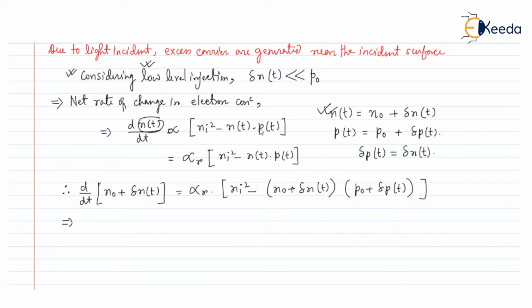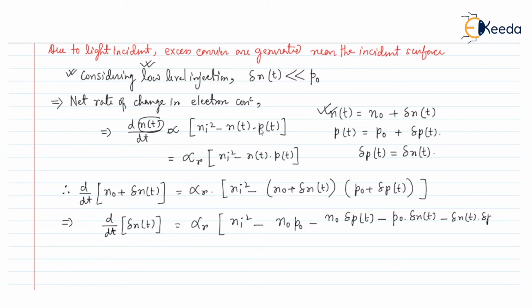the low level injection condition, where δn(t) is very much less than p0, then we can say that d/dt of δn(t) will be equal to αr [ni² minus, if I multiply, then it will be n0 p0 minus n0 δp(t) minus p0 δn(t) minus δn(t) δp(t)].